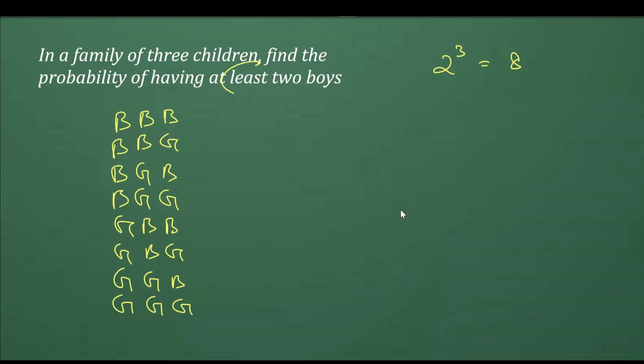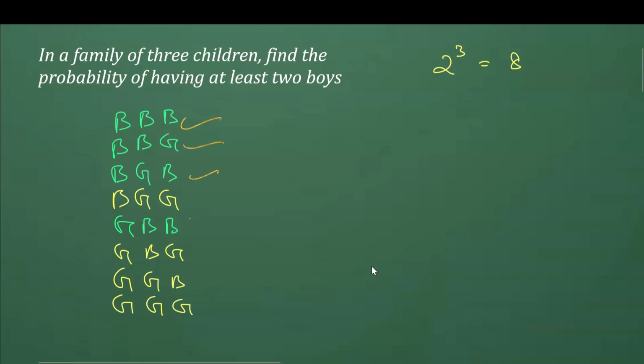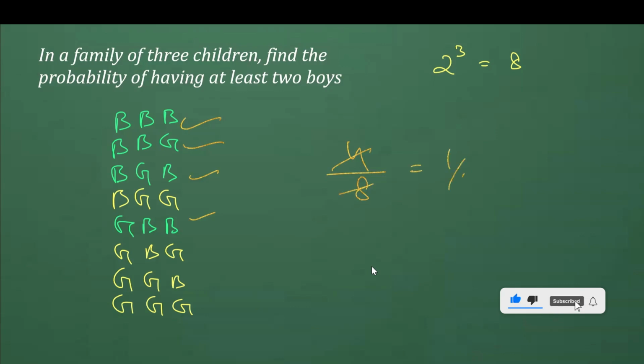And what we have to find, at least 2 boys, means 2 boys or more than 2 boys. So you can see that these have 2 or more than 2. As of now, I can see these have 2 or more than 2, and one more, this is more than 2. Clearly, we can figure out there are 4 favorable observations and the total is 8. So 4 over 8, which can be reduced and written as 1 over 2.